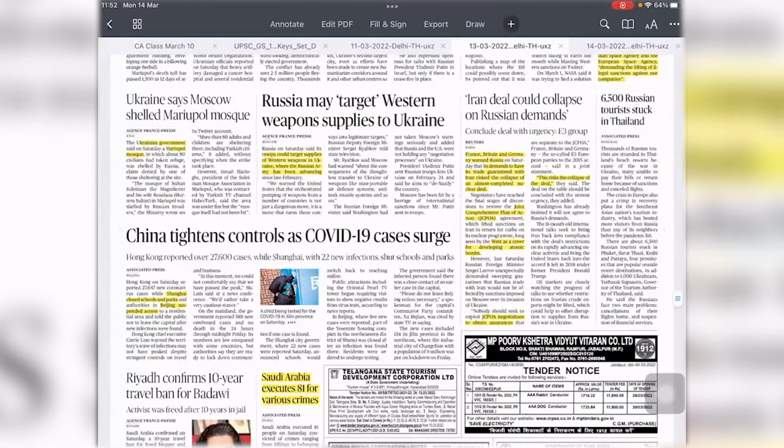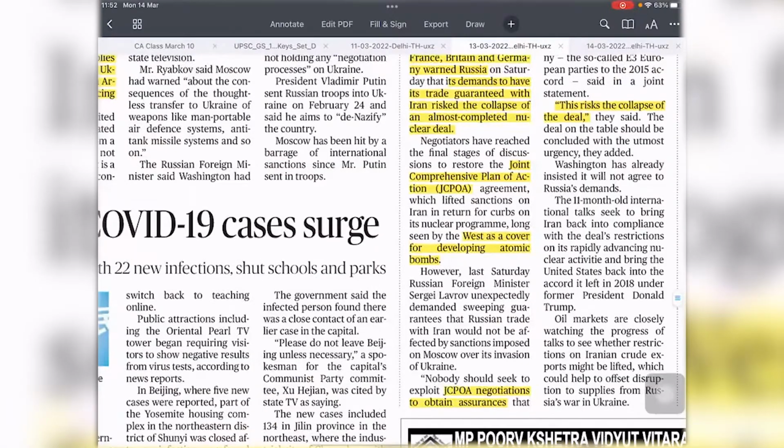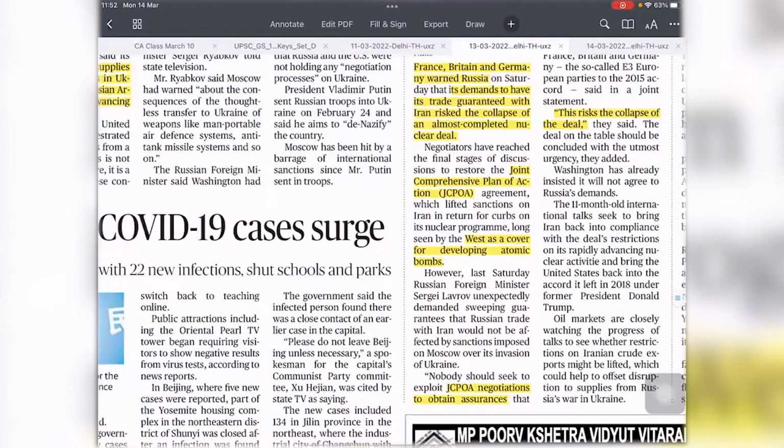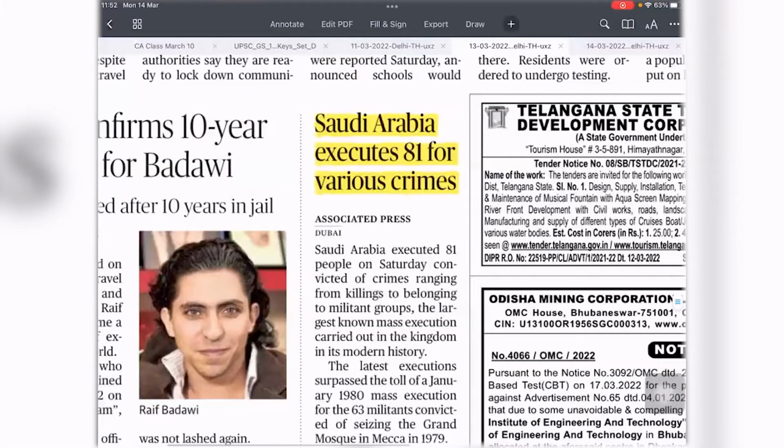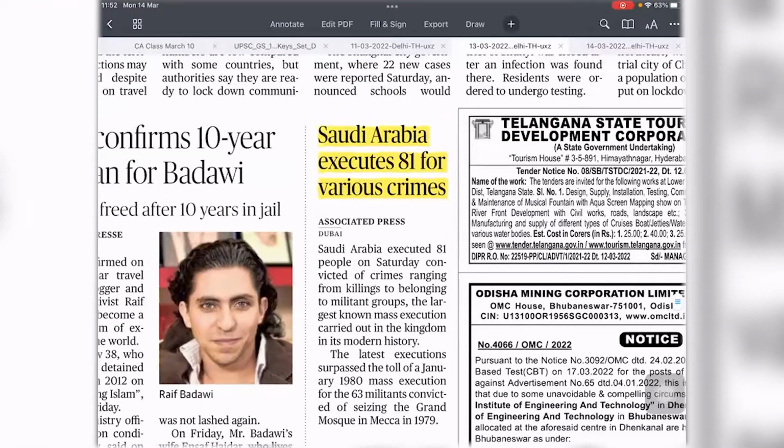JCPOA, 10,000 times I have asked you. So all of you know what is JCPOA. So we don't want to spend time. Not important for prelims, but for mains perspective, just remember capital punishment. India is one of the few countries which still have capital punishments. The applied ethics part, ethically, is it correct?